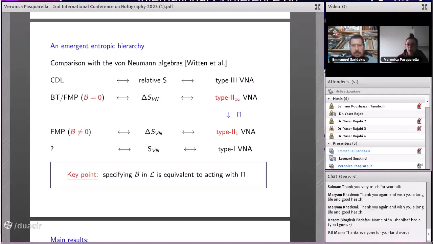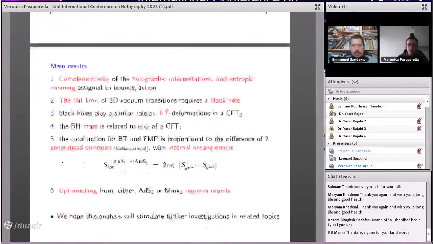But we don't know what a type 1 von Neumann algebra would be equivalent to from the point of view of the transition amplitude, so this would be an interesting thing to further investigate. So this is mainly the results that we get.